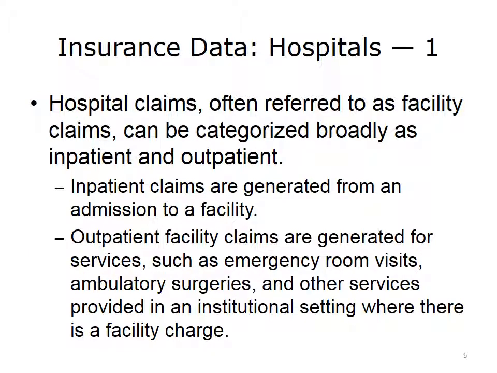Hospital insurance claims data include both inpatient and outpatient services that are provided and are tied to a facility, such as a hospital. The hospital claims are often referred to as the facility claims. The inpatient portion of the hospital claims are based on the events and procedures that occurred after admission to the hospital facility. On the other hand, the outpatient facility claims are generated for services such as emergency room visits, ambulatory surgeries, and other services provided in an institutional setting where there is a facility charge.